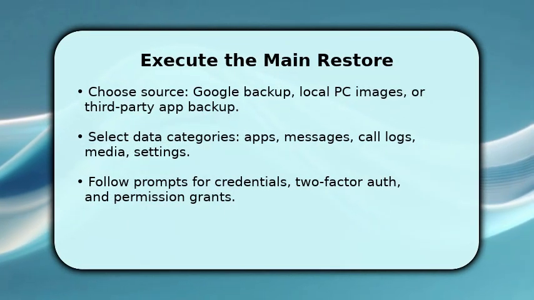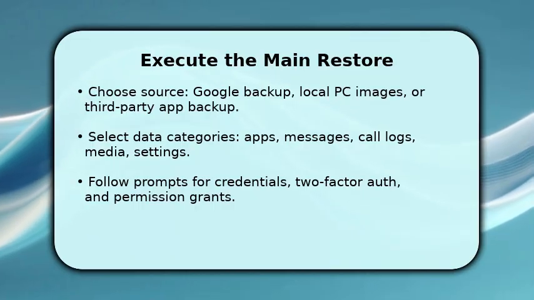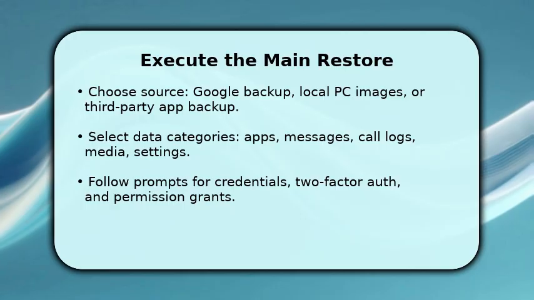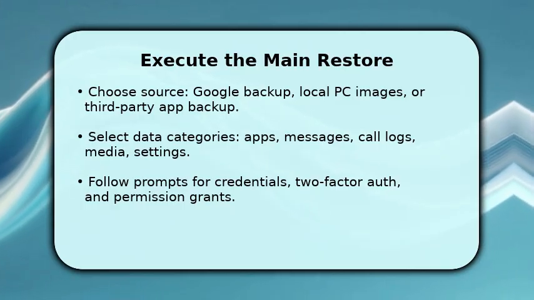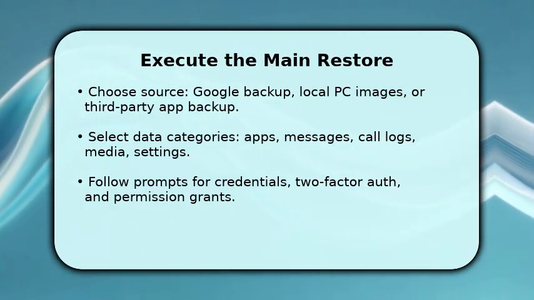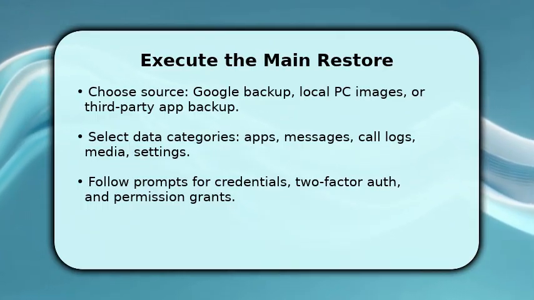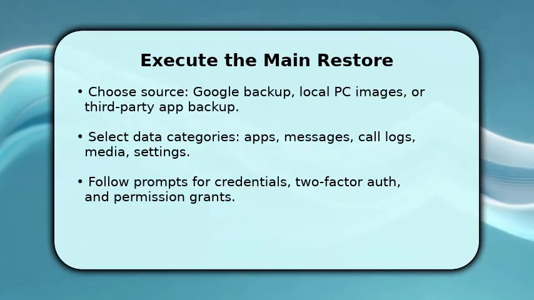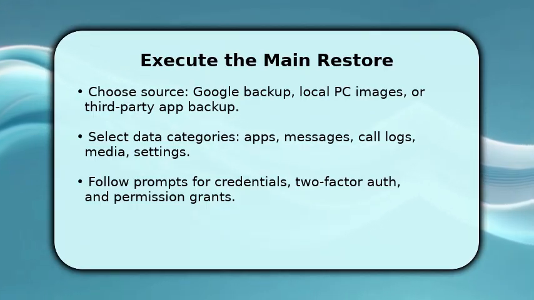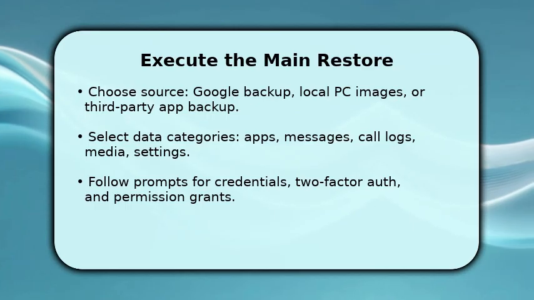Pick the source, Google Backup for most users, a local image when you have a full dump, or a trusted third-party app for selective restores. Select exactly what to restore: apps, SMS, call logs, photos, and system settings. Avoid restoring unnecessary cache. Authenticate fully, including two-factor prompts, and grant the requested permissions. This ensures apps install and data merges correctly.